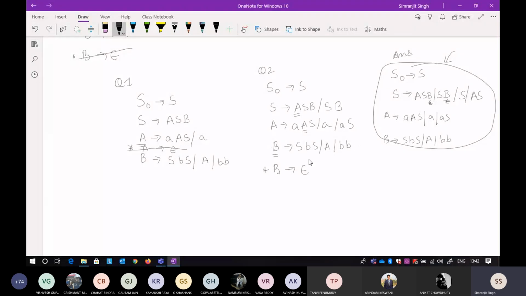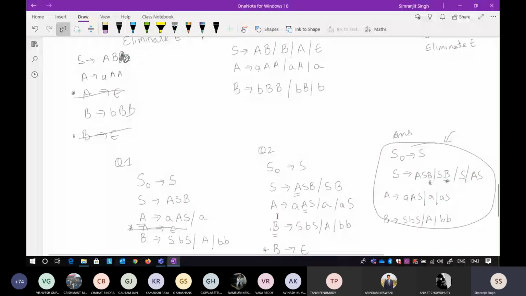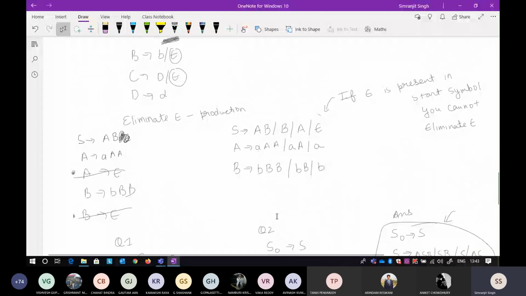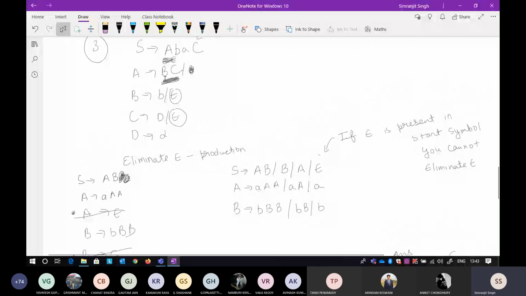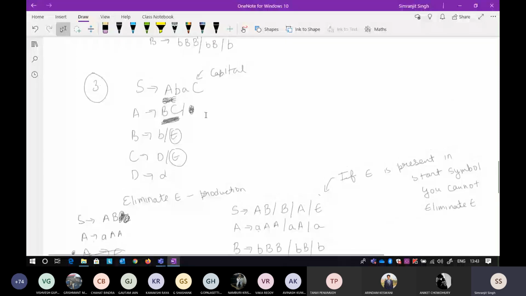So again consider this B tends to epsilon, so take one step further and again eliminate the epsilon production in the grammar. Okay, so that is the question. In the previous lecture I told you differently, that if it is occurring other than the start symbol, you just do not include it. That is wrong. Okay, so that is absolutely wrong that I've told you.